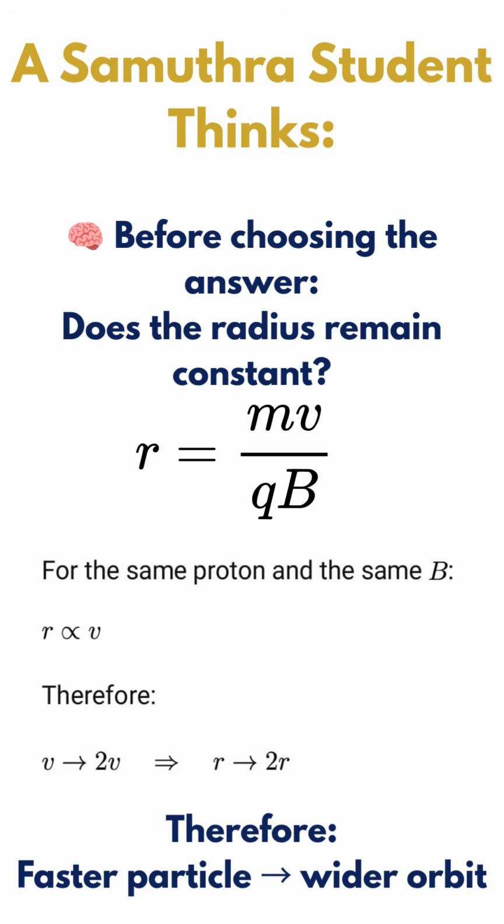A Samuthra student first checks the radius. Since R equals mv divided by qB, doubling the speed also doubles the radius. The particle moves faster but along a wider orbit.